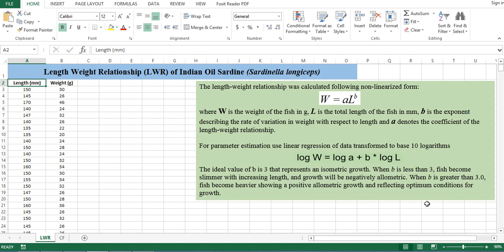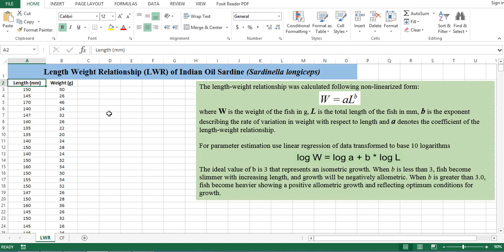If the B value is greater than 3, then it's a good sign or good condition of the fish, meaning in respect to length, weight is increasing better than the length. So it's a positive element if the B value is greater than 3. This is basically the theory of the length-weight relationship, and let's check the two ways to calculate it.